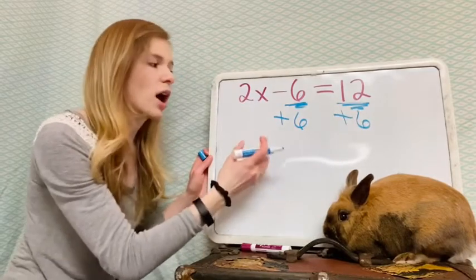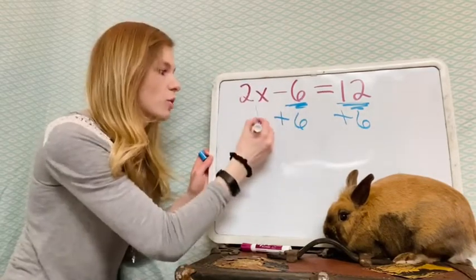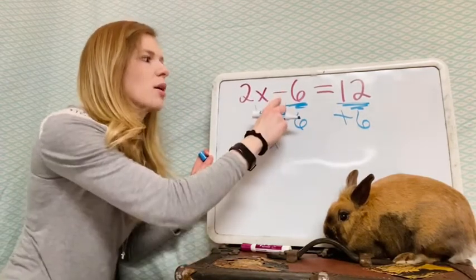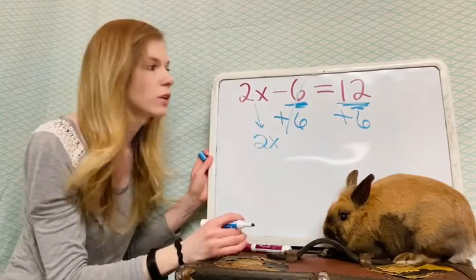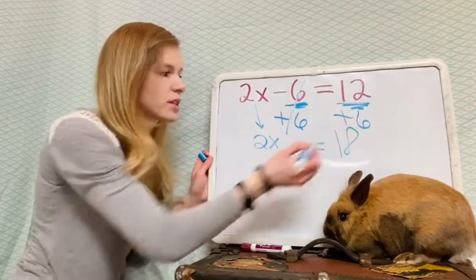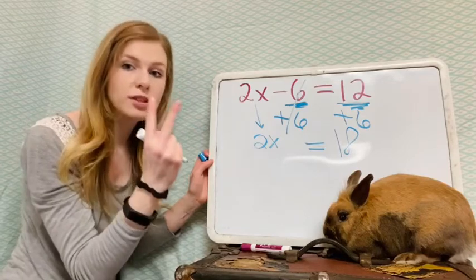So now I'm going to bring down anything I haven't used. So the 2x, I have not used that yet. The minus 6 and the plus 6, they cancel out, like I talked about in my last video. And the equal sign comes down, and then 12 plus 6 gives me 18. So that's one step. Here's the second step.